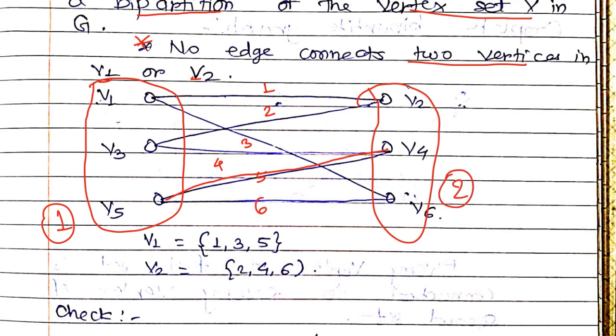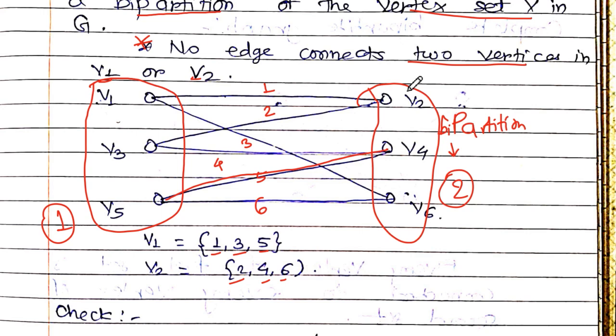So if you take any edge, it will be connecting a vertex in the first set and a vertex in the second set. Such a graph is called a bipartite graph. Bi means there are two sets, so that's why it is a bipartite graph. In the V1 set you will find nodes 1, 3, 5, and in V2 nodes 2, 4, 6.